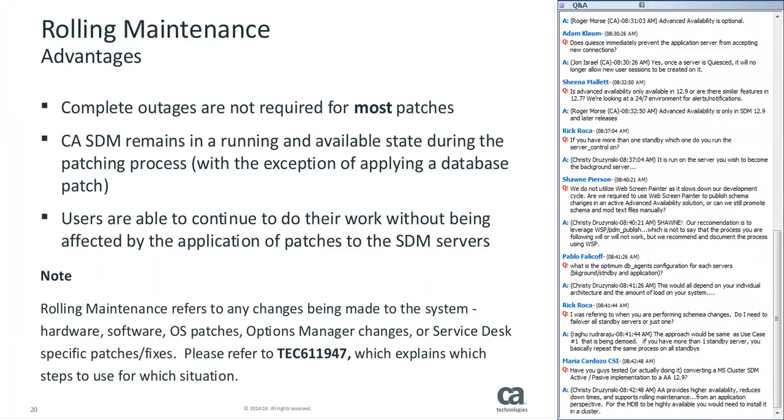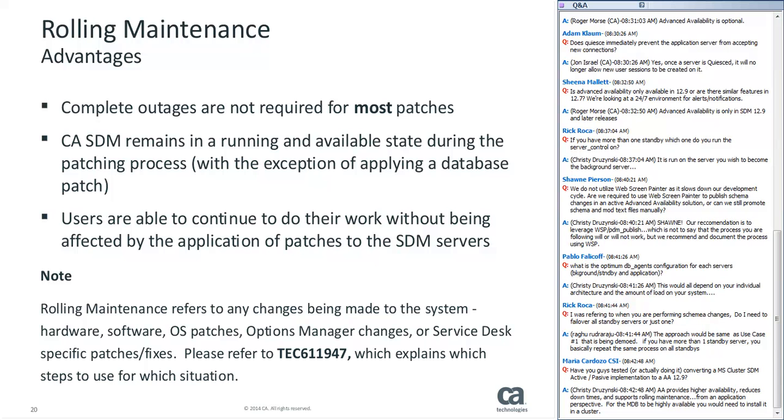The advantages of doing rolling maintenance are that you don't need a complete outage. Complete outages are really a thing of the past. SDM, or Service Desk Manager, remains in a running and available state for the end users during the patching process. The only exception is when you have to apply an MDB patch, because in that case you'd have to bring the MDB down, and that would also require the other systems to go down as well. That will be a rarity.